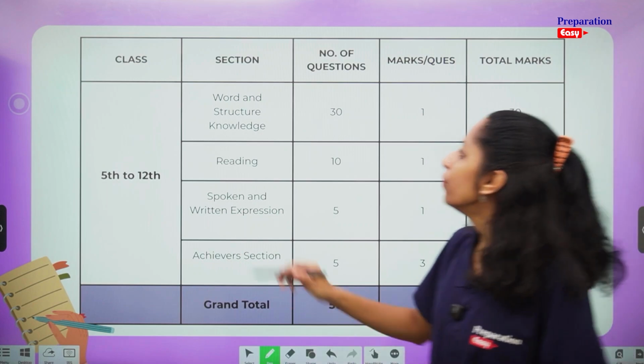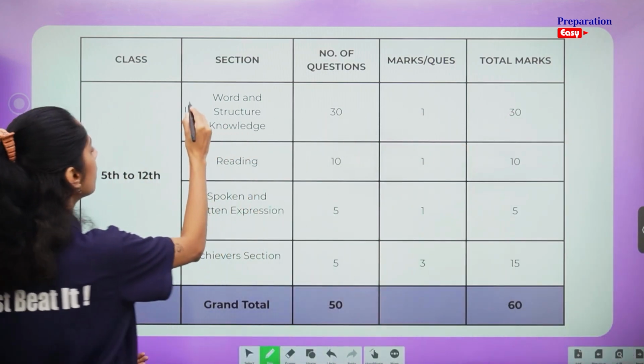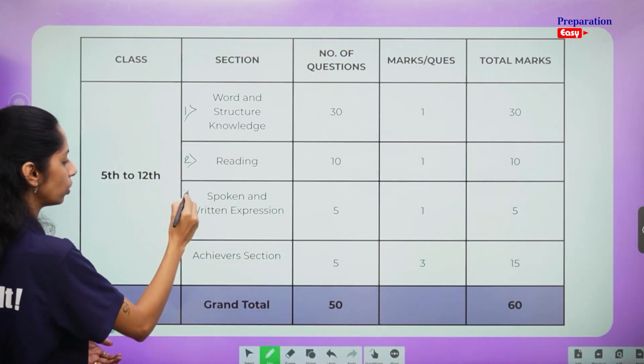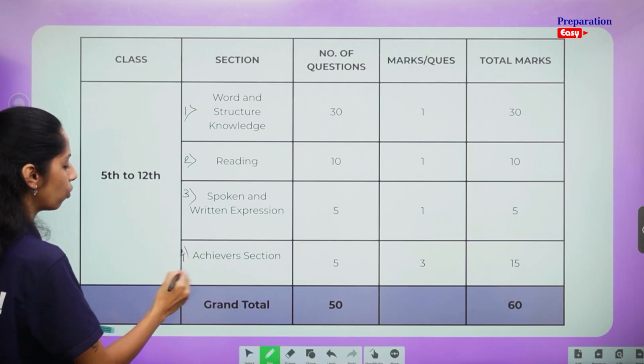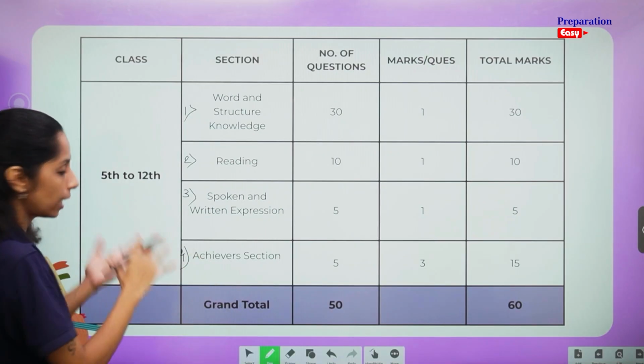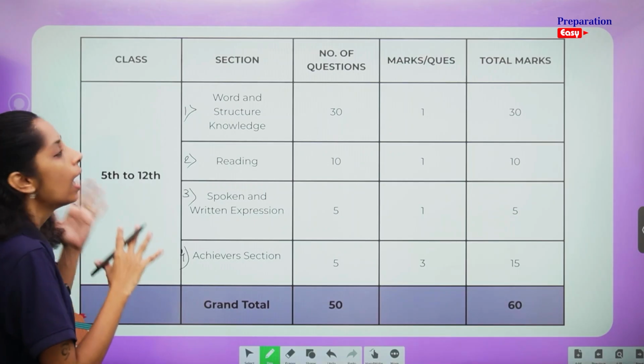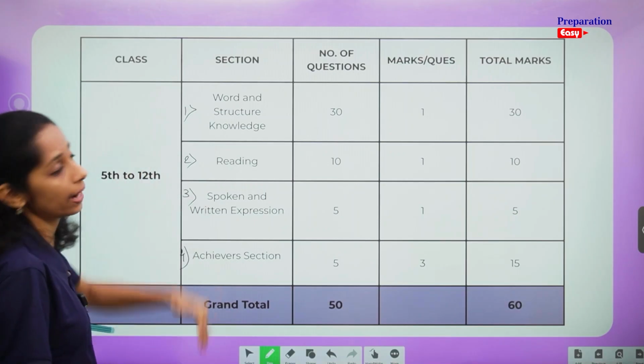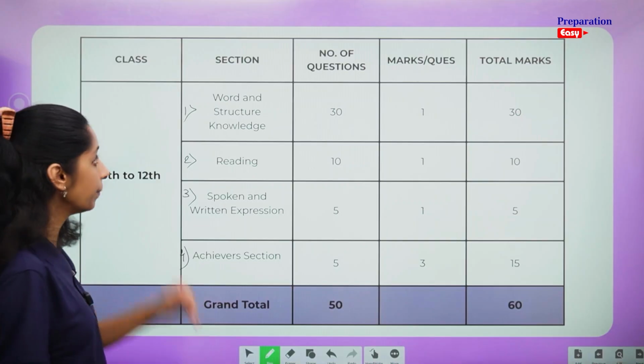So yes, we have section 1, section 2, section 3 and section 4. As I said, achiever section. So this syllabus is for 5th to 12th. However, we are going to understand the pattern for the 8th class. Okay?